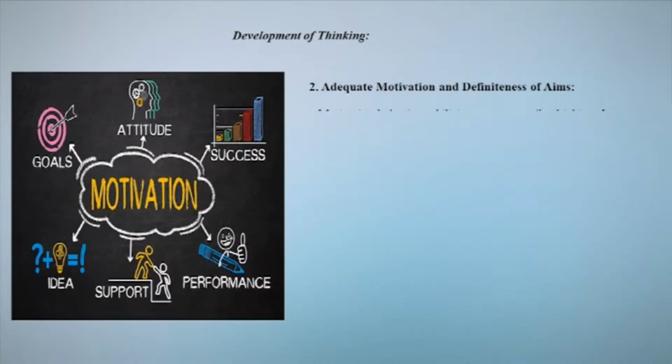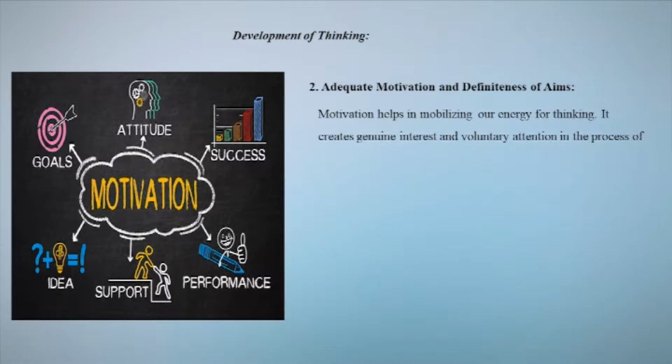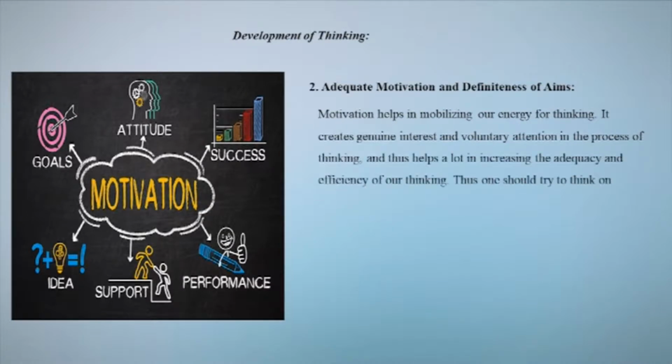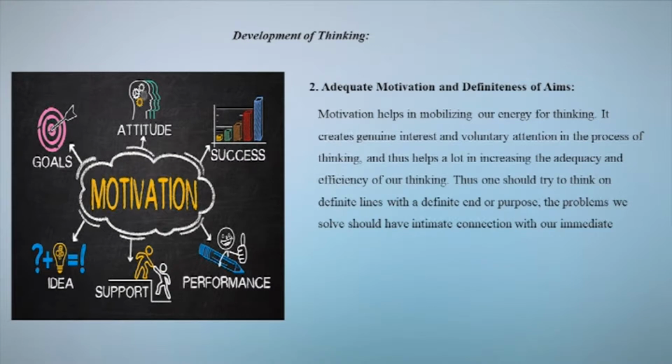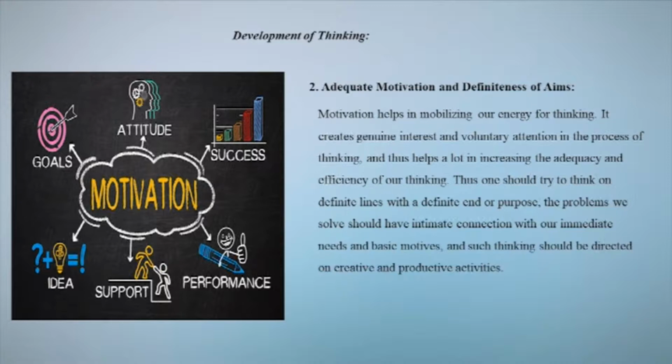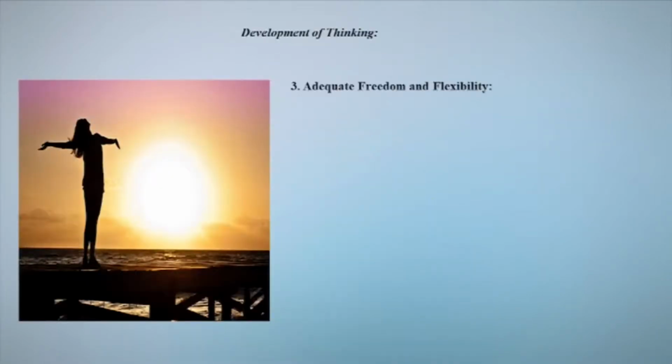The second point is adequate motivation and definiteness of the aims. Motivation helps in mobilizing our energy for thinking. It creates genuine interest and voluntary attention in the process of thinking and thus helps a lot in increasing the adequacy and efficiency of our thinking. Thus, one should try to think on definite lines with a definite end or purpose. The problems we solve should have intimate connection with our immediate needs and basic motives, and such thinking should be directed at creative and productive activities. Adequate freedom and facility is also important.